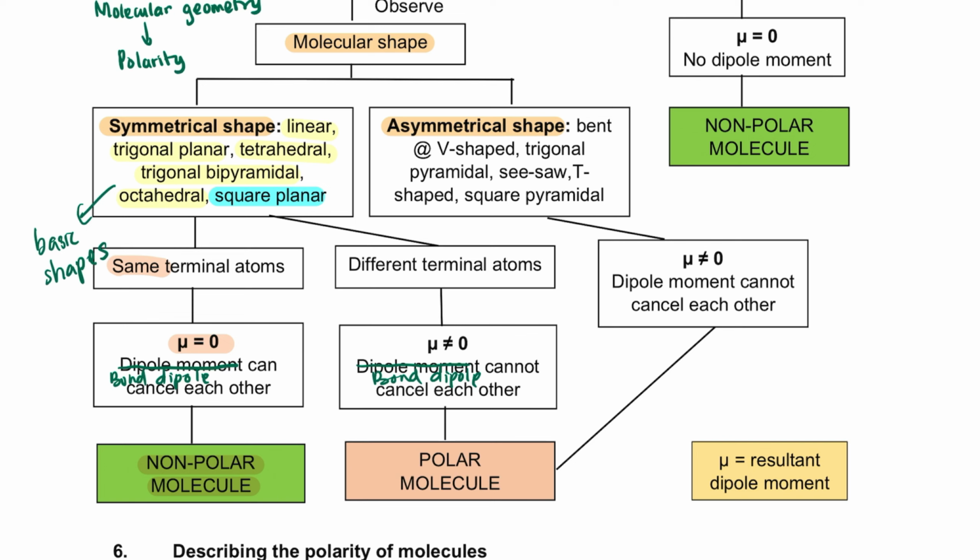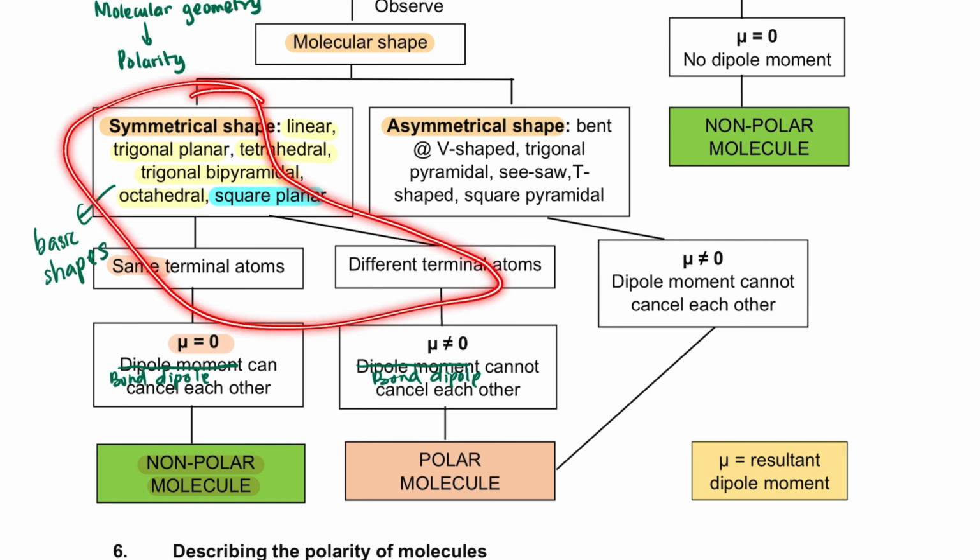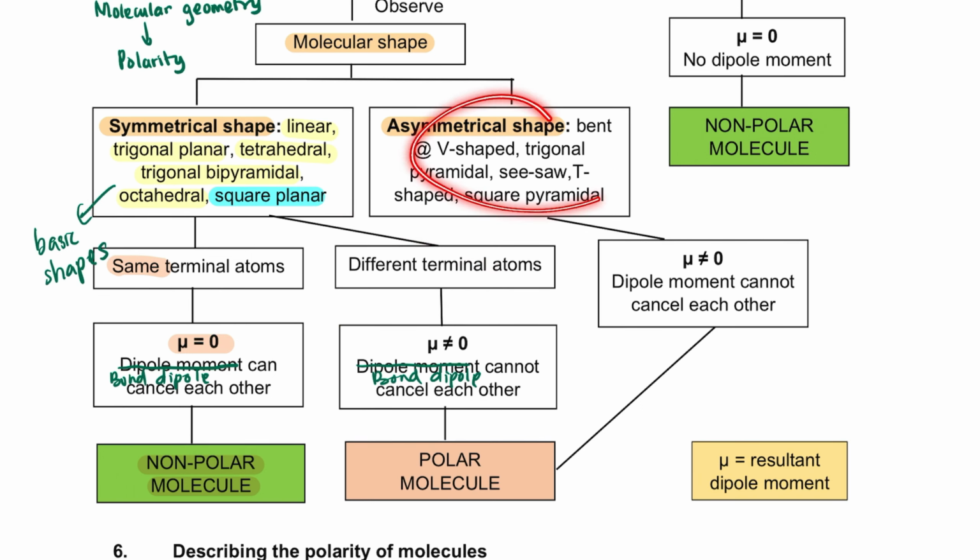Next one is asymmetrical shape. Let's say when you look at your molecular shape and the shape falls in the asymmetrical category, you don't have to worry about the terminal atom, because the terminal atom only matters for symmetrical shapes. Asymmetrical shape will automatically have mu not equal to 0. The bond dipoles cannot cancel each other, and it will be a polar molecule. So asymmetrical shape, mu not equal to 0, polar molecule.